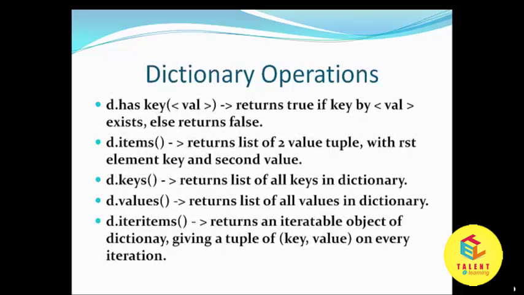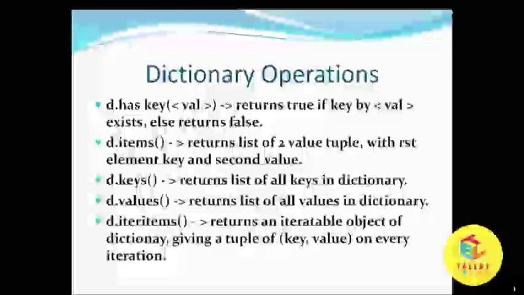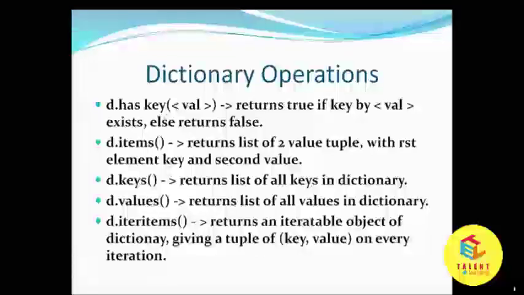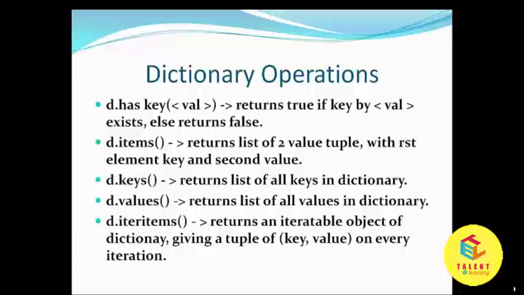Now we see dictionary operations. There are many dictionary operations. D.has_key returns true if the key exists, else returns false. D.items returns the list of two-value tuples with the first element the key and the second the value. D.keys returns the list of all keys in the dictionary. In this way, D.values, D.iteritems and many more operations are in the Python language.